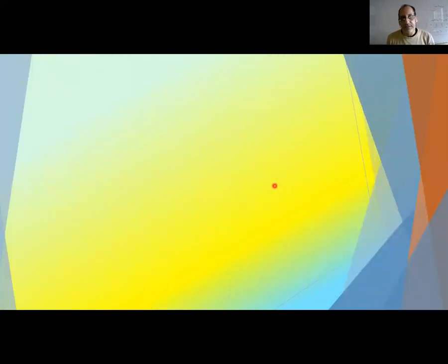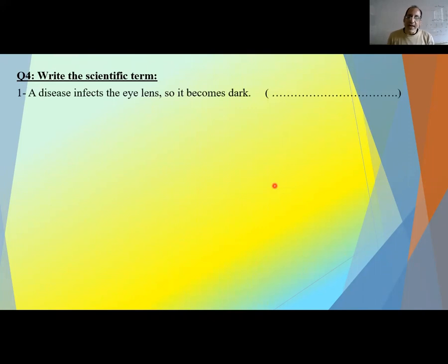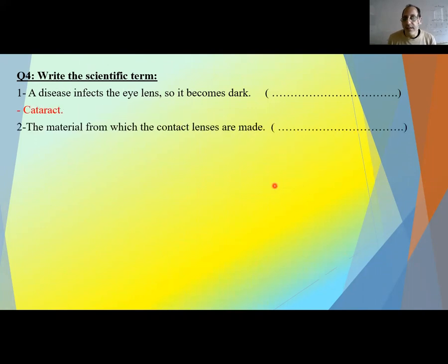Another type of questions. Write the scientific term. A disease infects the eye lens, so it becomes dark by time. Okay? We only study one disease, which is cataract. Of course, very easy. Number 2, the material from which the contact lens are made. The contact lens is artificial, made by man. It's made of plastic.